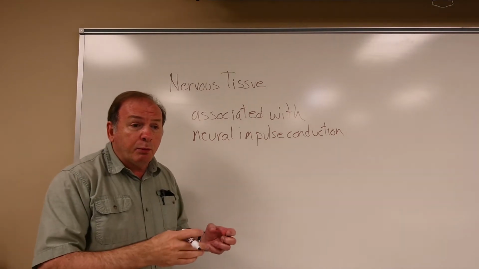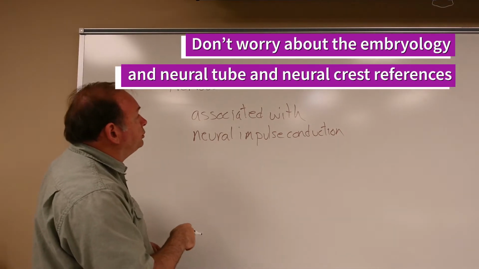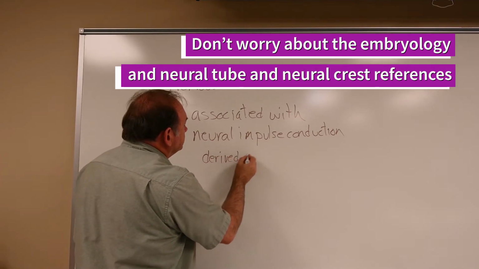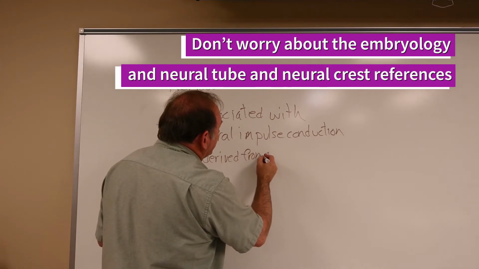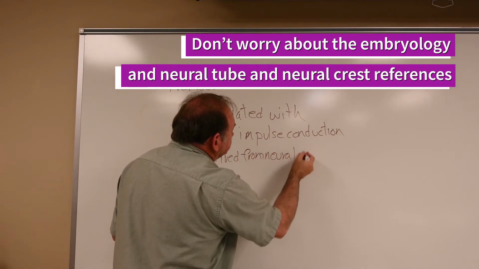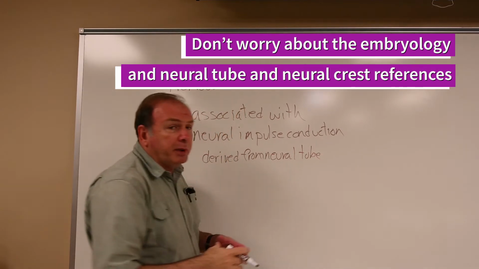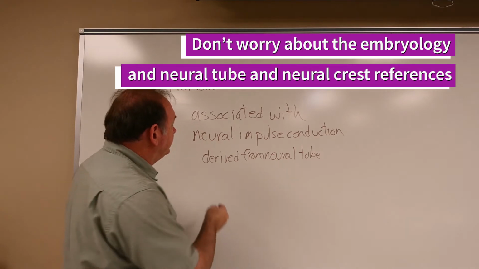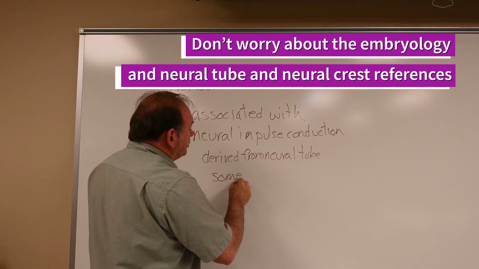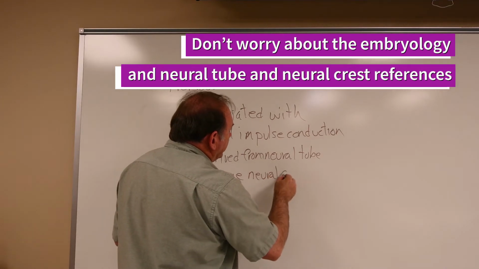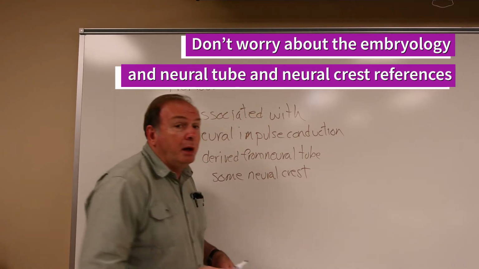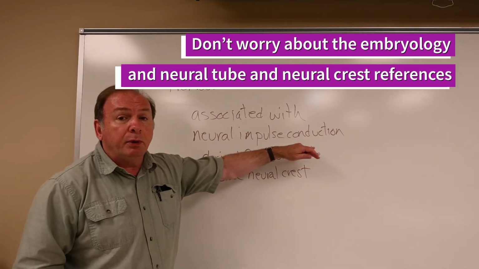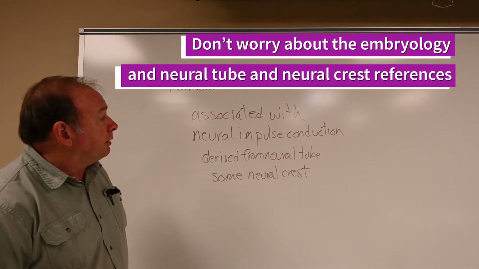Now, when we studied embryology, we saw the development of the neural tube. So everything derived from neural tube is going to be considered a nervous tissue. Also, some of the tissues that come from neural crest, so some neural crest tissues are also included in this category if they are part of a neural impulse conduction structure.